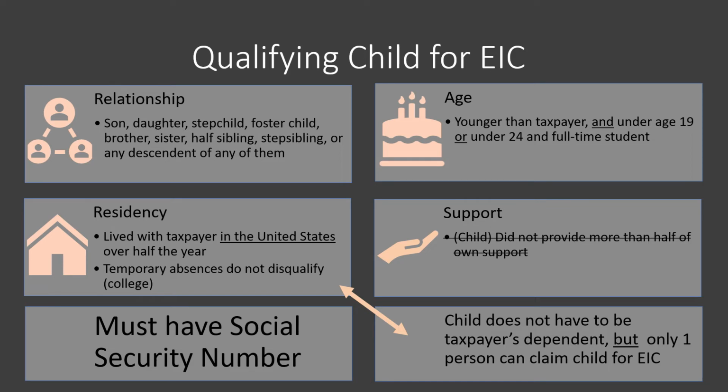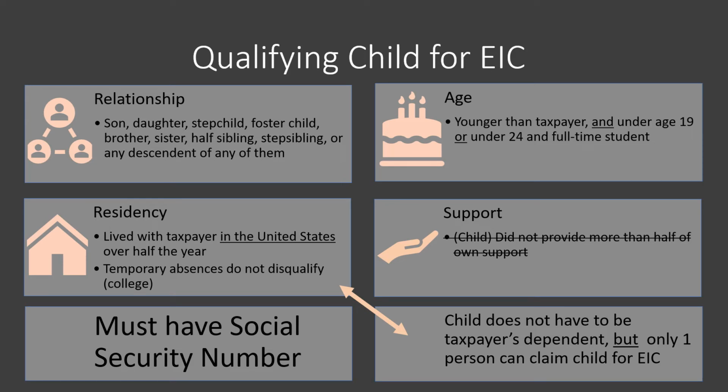The important thing to remember is that while that non-custodial parent can claim the child tax credit, the earned income credit stays with the custodial parent. So even if that child is not a dependent on the custodial parent's return in that year, they can still use that child as a qualifying child for earned income credit. And it's really important to note that only one person can claim that child for EIC.